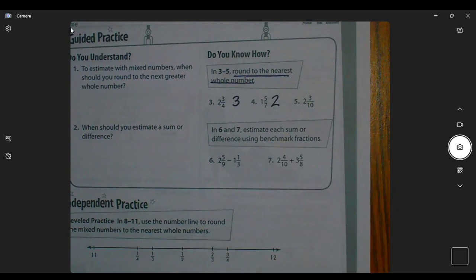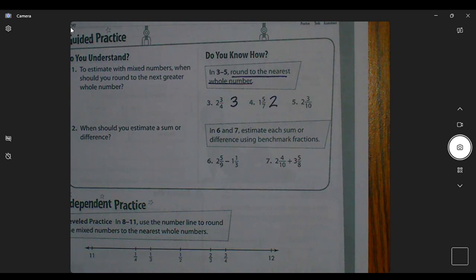2 and 3/10. Is 3/10 more than half? Is 3 out of 10 pieces more than halfway there? You're right, it's not. So 2 and 3/10 is closest to what whole number? 2 or 3? Yeah, 2.